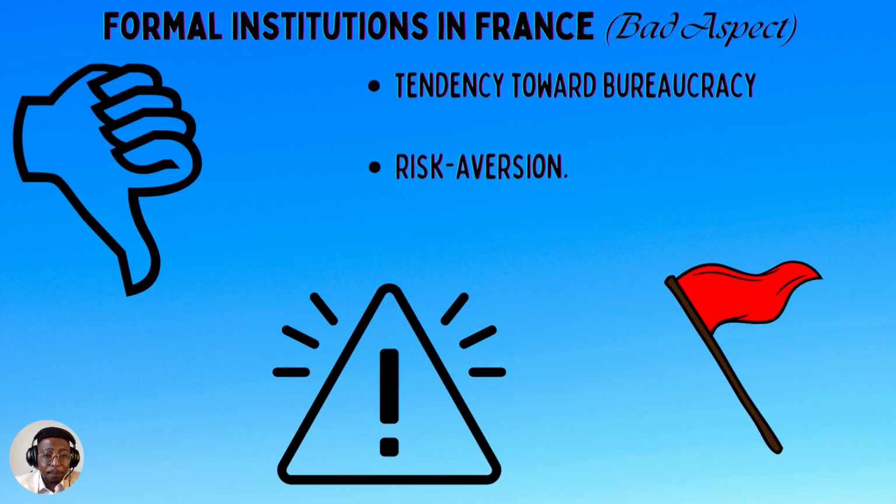Okay, let's talk about the informal institution's bad aspects. The tendency toward bureaucracy is characterized by a complex administrative system, extensive regulation, and a preference for centralized decision making within government and organizations. And also risk aversion. I myself was a finance major before switching to business management, so I can tell you that less risk equals less reward. The French are not willing to take big risks when it comes to a lot of different things, and they prefer stability and predictability in both business and public policy, often valuing established practices and approaches over rapid change and innovation.